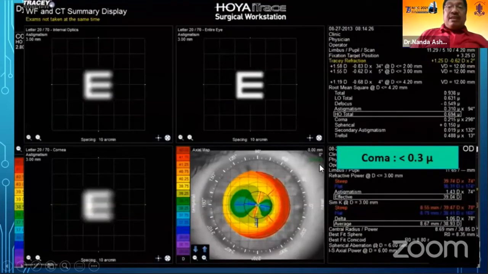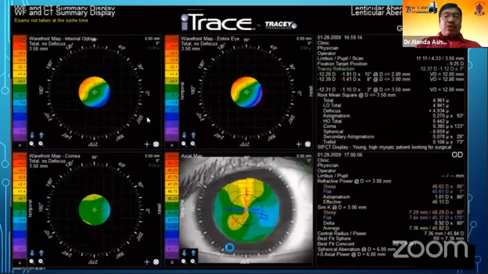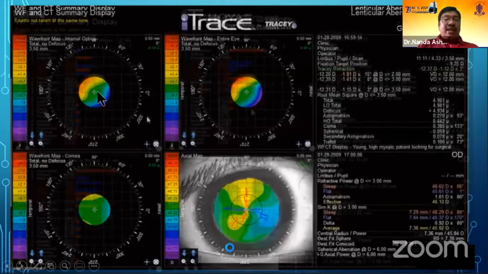The iTrace can also give aberration in the form of a map, where you can see the external or corneal aberration is quite smooth here, whereas the internal aberration is more. In this case, if you remove the lens and put a lens which does not have aberration, you can get good vision.